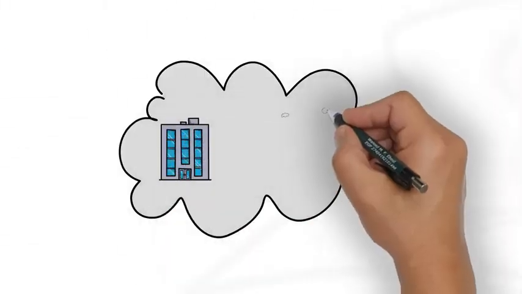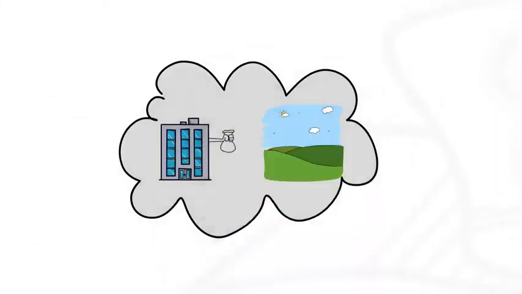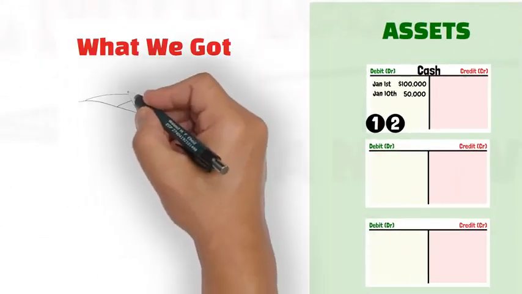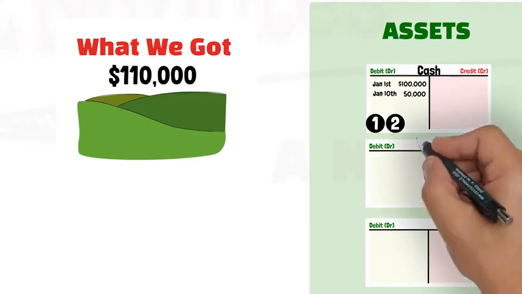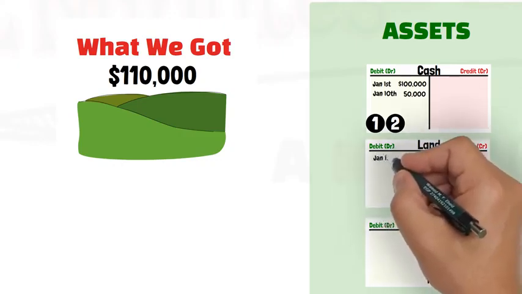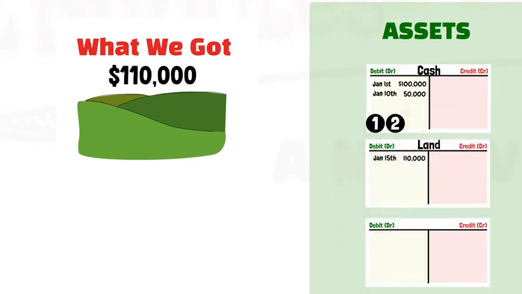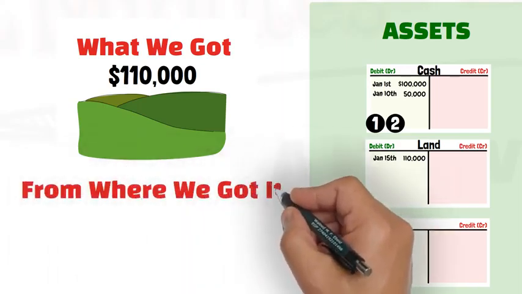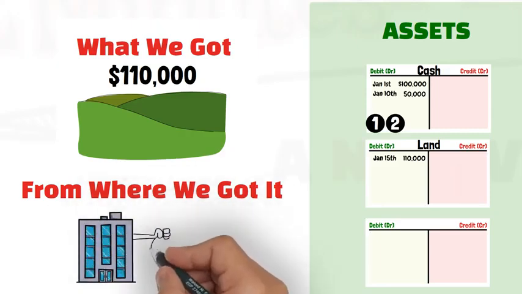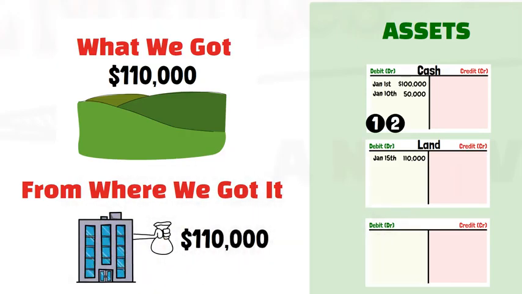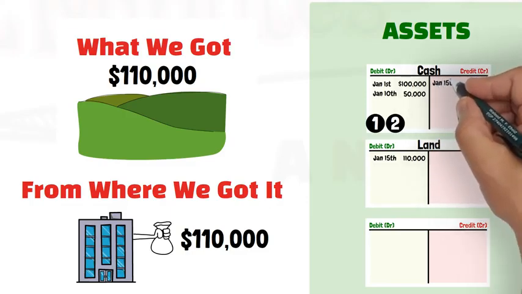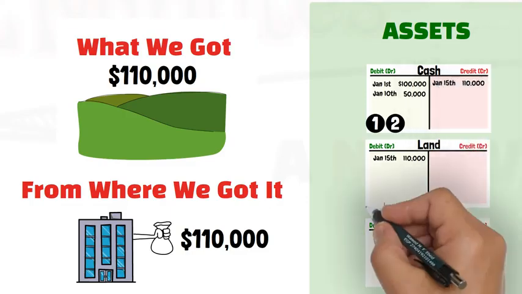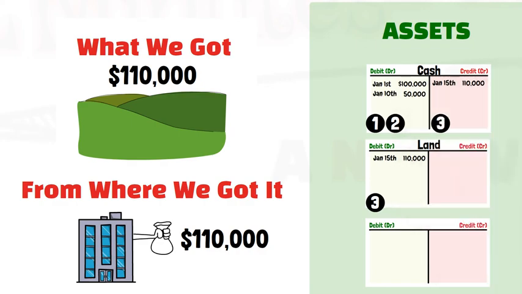Assume that the business bought a piece of land for 110,000 in cash. Here, the resource that the business got is the piece of land, and that is recorded by increasing or debiting the land account by 110,000. From where did the business get that piece of land? It is the business that paid for the land from its own cash. So, there is a decrease in cash, and that decrease is recorded by crediting the cash account by 110,000.